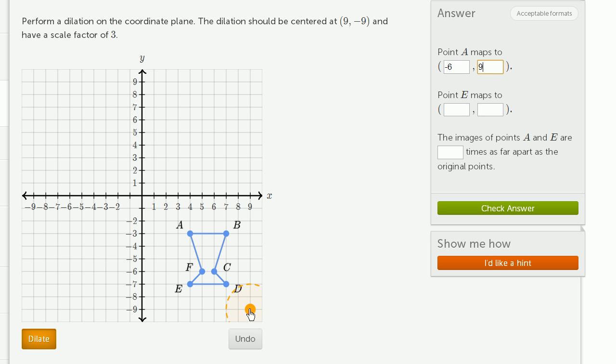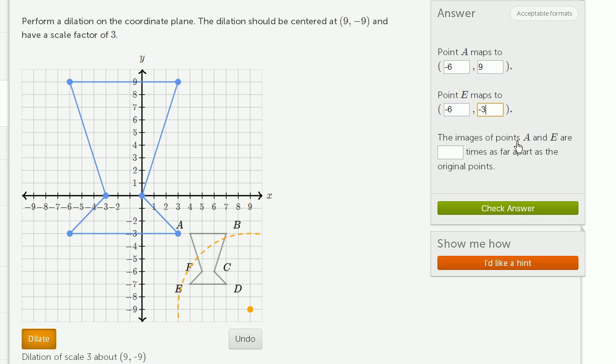And that should give us enough information to make sure that we are dilating up by a factor of 3. So let's dilate up by a factor of 3. We want to get the image of point A to the point (-6, 9). There we go. We have dilated it up. And then we could even look at where the point that corresponds to E has mapped to. You can look at each direction. It's 3 times further. E is now at (-6, -3).